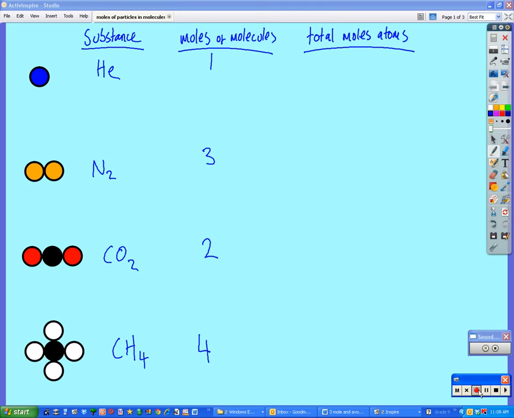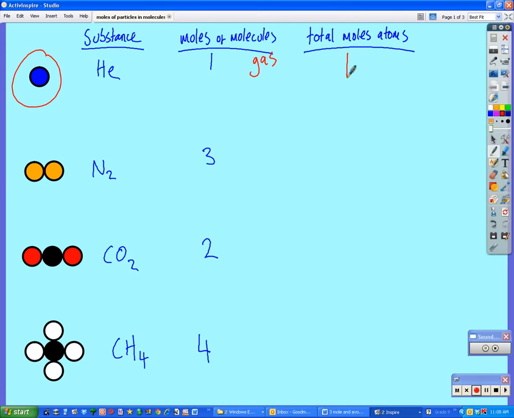So if we can imagine having helium, if we've got 1 mole of molecules of helium, each molecule of helium only contains 1 atom. So if we've got 1 mole of molecules or 1 mole of gas of helium, we've only got 1 mole of atoms.